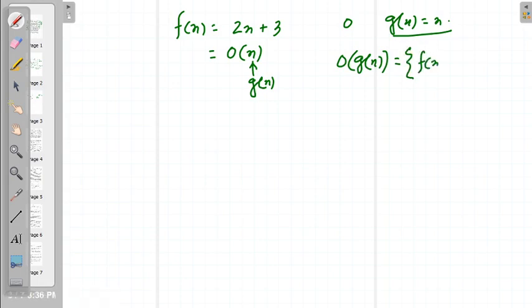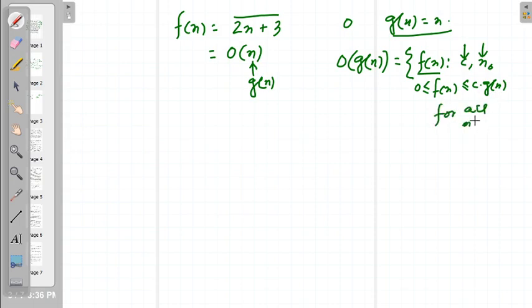of functions Fn, and here one function I have got is 2n plus 3, such that there exist c and n0, these two constants, so that we have a condition getting satisfied that Fn is less than or equal to c of Gn for all n greater than or equal to n naught. So this is the definition.